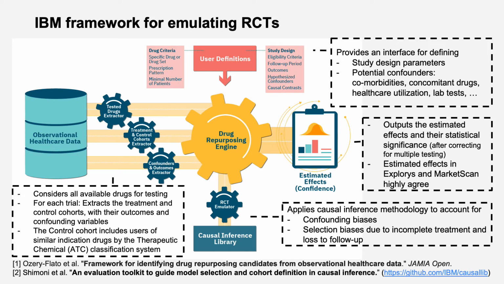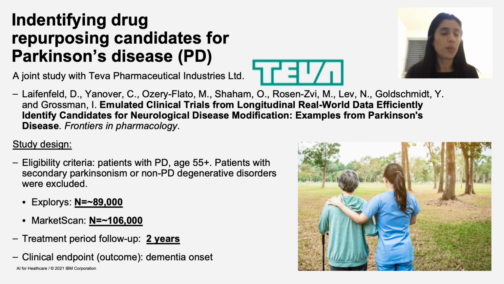And when we compared results of independent trials that were run on different databases, meaning Explorys and MarketScan, we saw a remarkable agreement between the estimated effects, which supported the validity of the results. We used this framework for identifying drug repurposing candidates for Parkinson disease in a joint study with Teva Pharmaceutical Industries, and the results of this study were recently published in the journal Frontiers in Pharmacology.